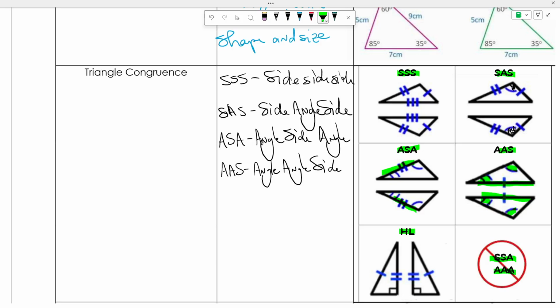And our last one that we have down here deals with right triangles, and it is the HL, or hypotenuse, leg. So if we have a leg and a hypotenuse that are together, then those two are congruent.